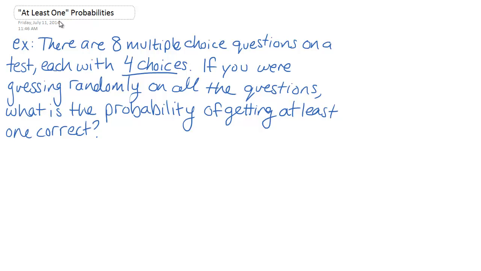In this video, I wanted to highlight at least one probabilities. This is kind of a small topic, but these probabilities are a little bit tricky to compute, so I wanted to look at the technique that we want to use here.